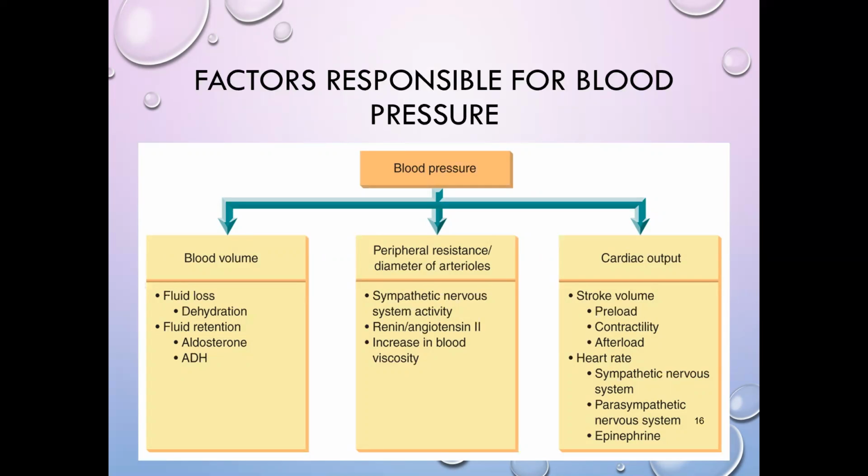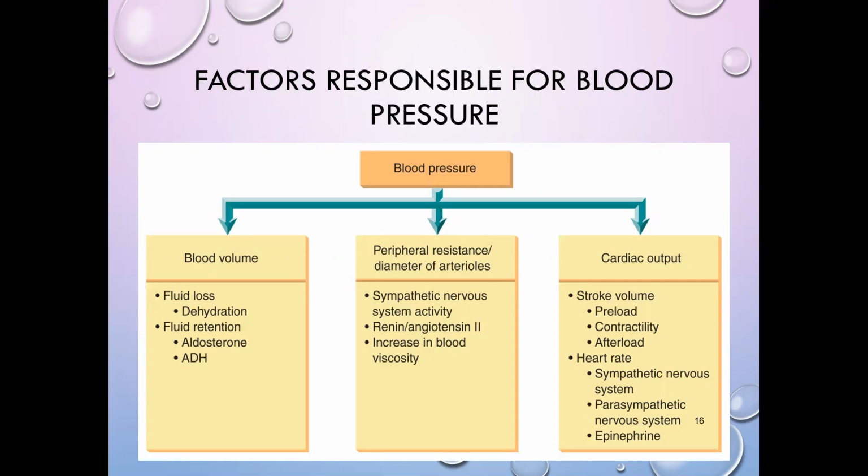The next section is peripheral resistance, or diameter of arterioles, which can impact the blood pressure as well. So when the sympathetic nervous system is activated, this will increase the blood pressure. And then the renin-angiotensin II system is in your kidneys, and this can also increase your blood pressure. And then an increase in blood viscosity will also increase that blood pressure.